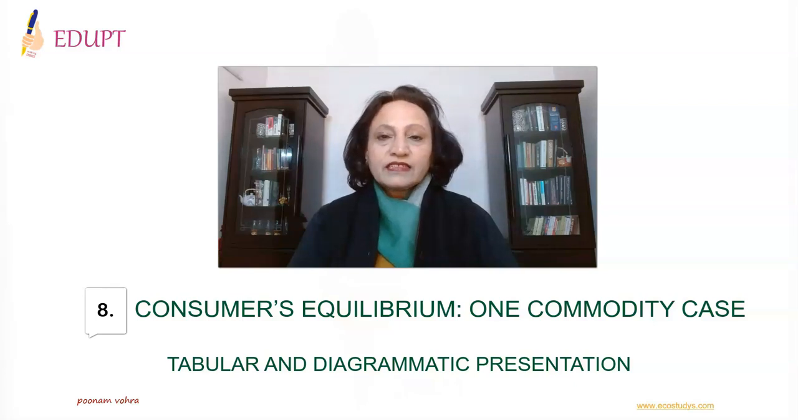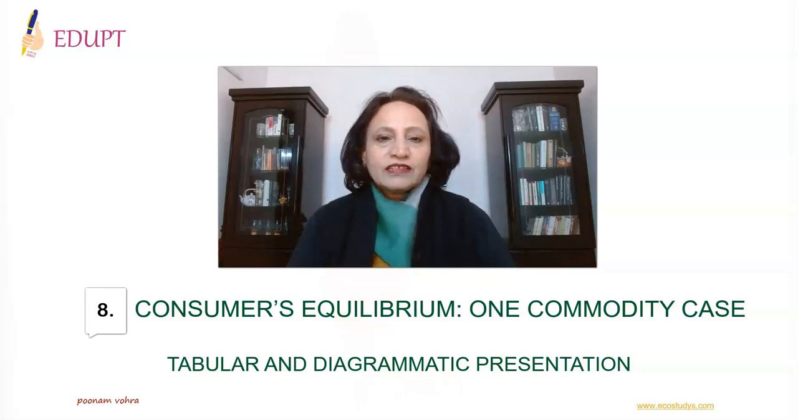This is the 8th session on utility analysis. In the previous session, you understood how a consumer decides how much to buy of a commodity to get maximum satisfaction. Technically, it is consumer's equilibrium, but that was a theoretical explanation. This can be supported with a tabular as well as a diagrammatic presentation.